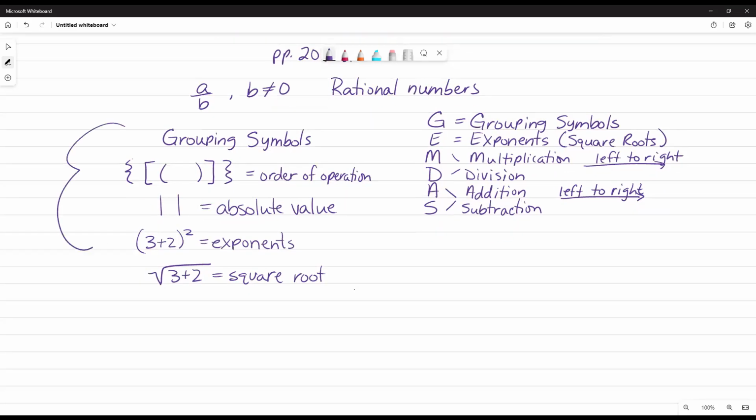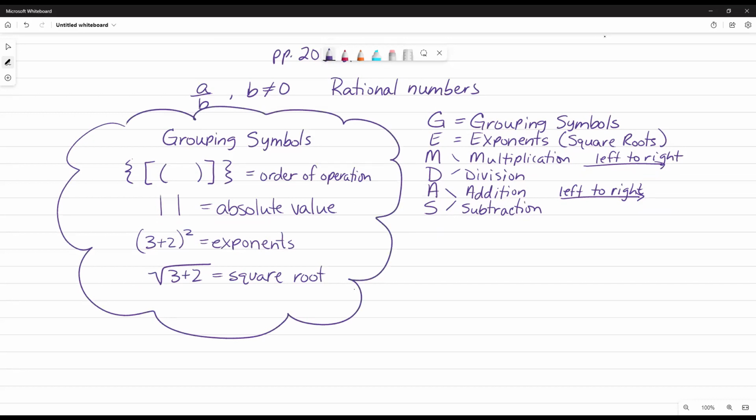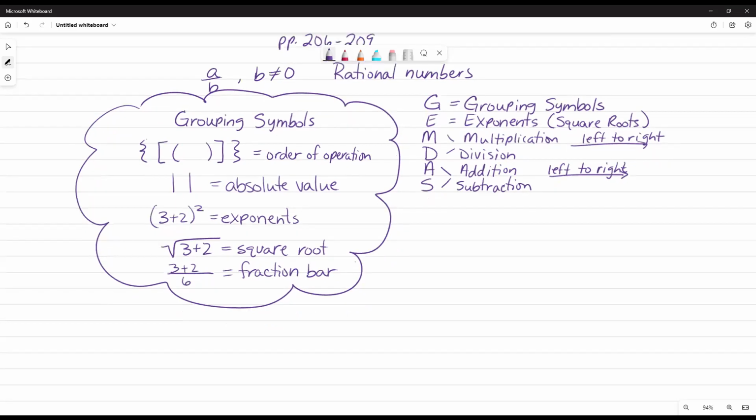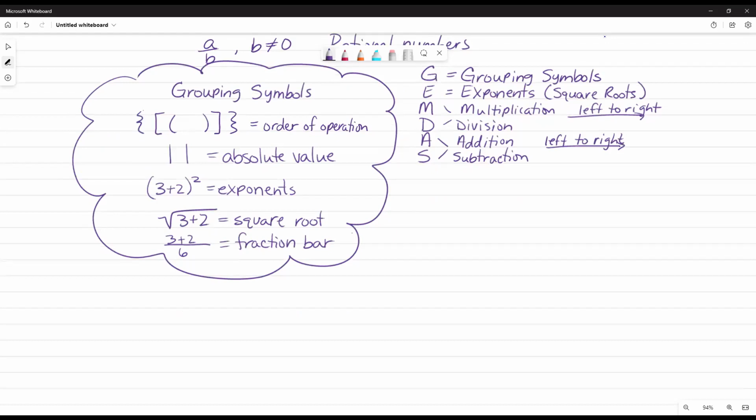But I just wanted to kind of review a little bit about why we changed it, because grouping symbols can be more than just parentheses. Oh, the fraction bar. That's another one. That's a big one. So if I have 3 plus 2 divided by 6, that fraction bar is also a grouping symbol. I need to solve that 3 plus 2 before I divide by 6. So sort of an understood parentheses there. Okay. All right, so let's look at our example from the textbook.